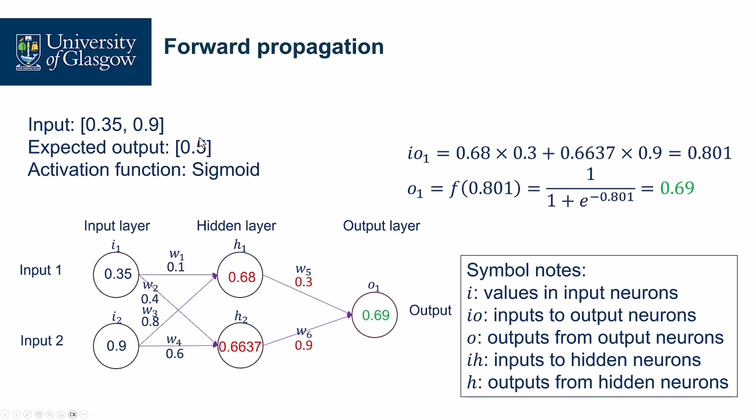And our expected output is 0.5, right? So the next step, we want to make the output as close as possible to 0.5, the expected output. That will be introduced in the next session about backward propagation to optimize the W and B, right?